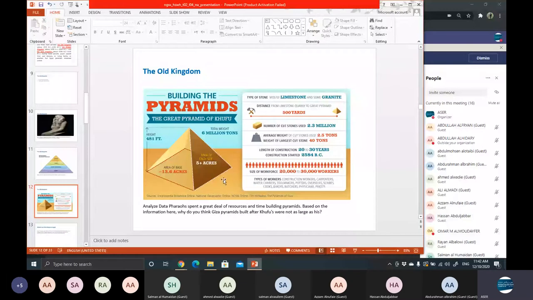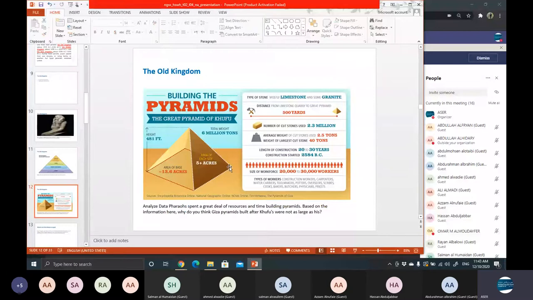And it took approximately 20,000 to 30,000 workers who stayed to build it for over 20 years. It was so accurate that still nowadays some secrets within the Great Pyramid of Giza are still unknown. So, analyze data. Pharaohs spent a great deal of resources and time building pyramids based on the information here. Why do you think the Giza pyramids built after Khufu's were not as large as his?